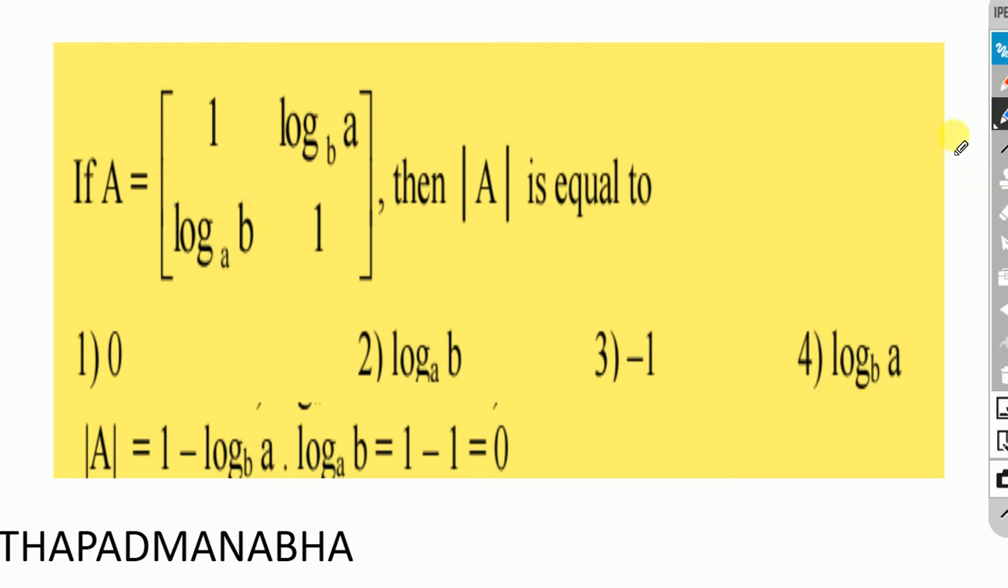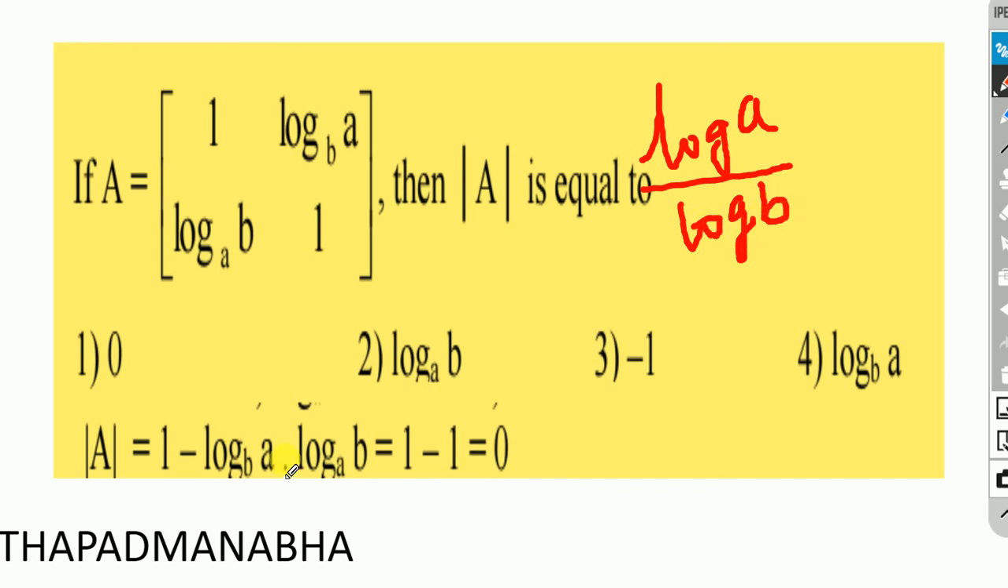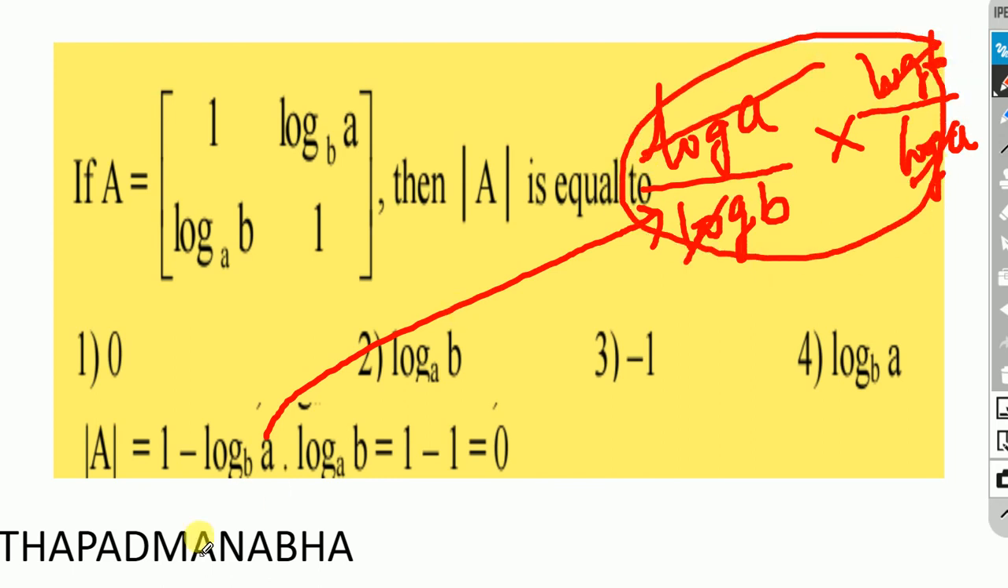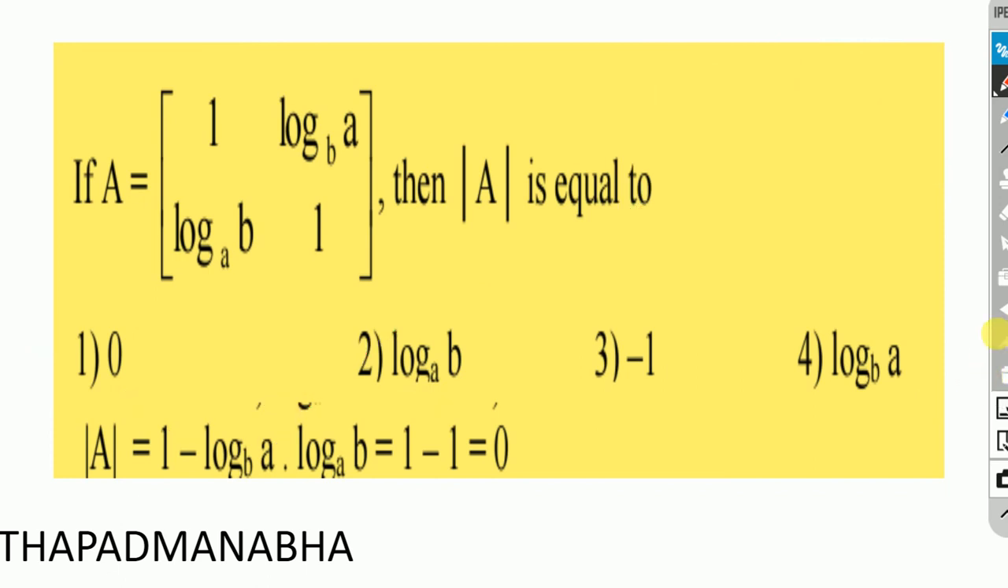So I have a rule in logarithms, log A to base B can be written as log A by log B. So log A to base B is nothing but log A by log B, and log B to base A is nothing but log B by log A. So log A cancels, log B cancels, of course this is 1. So therefore I have 1 minus 1 which is equal to 0, which is in option 1. Option 1 is the correct answer.